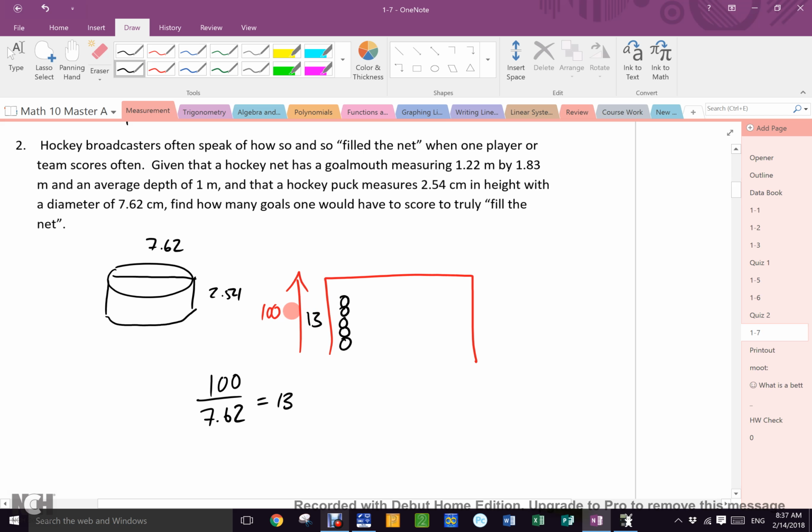I'll do the pucks in black, the net dimensions in red. How wide is the net? 1.22 meters. Okay. Should I leave it as meters? What should I make it? 122 centimeters. How many pucks will fit across? How big is a puck across? 7.62, because it's a diameter, right? So I do 122 divided by 7.62. And what do I get there?